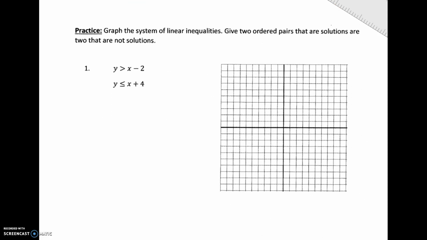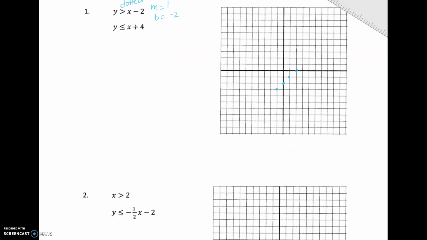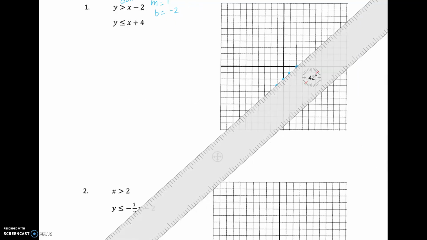Y is greater than x minus 2. This is in slope-intercept form. It's going to be a dotted line. My slope is 1. My intercept is -2. So I'm going from the origin down to -2, up 1 over 1, up 1 over 1. I can go down 1, left 1. And I'm going to make my line, and I said this is dotted.